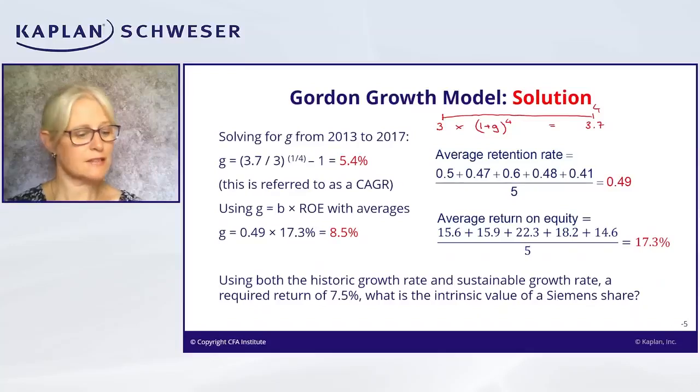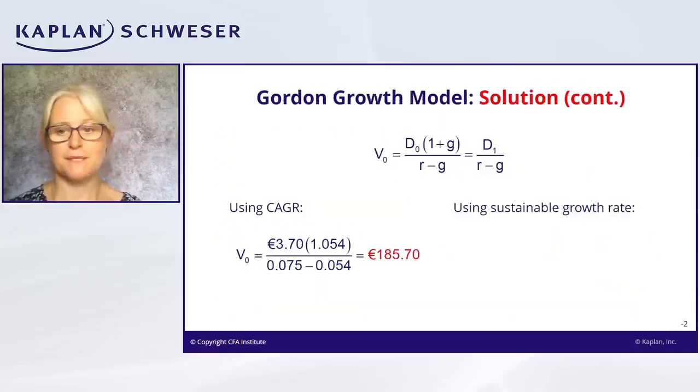Now that does lead us to a bit of a problem, because that sustainable growth rate is above the required return. So maths-wise, that would not work. If we use the historic growth rate, that gives us a valuation of the company of, as shown, 185.7.